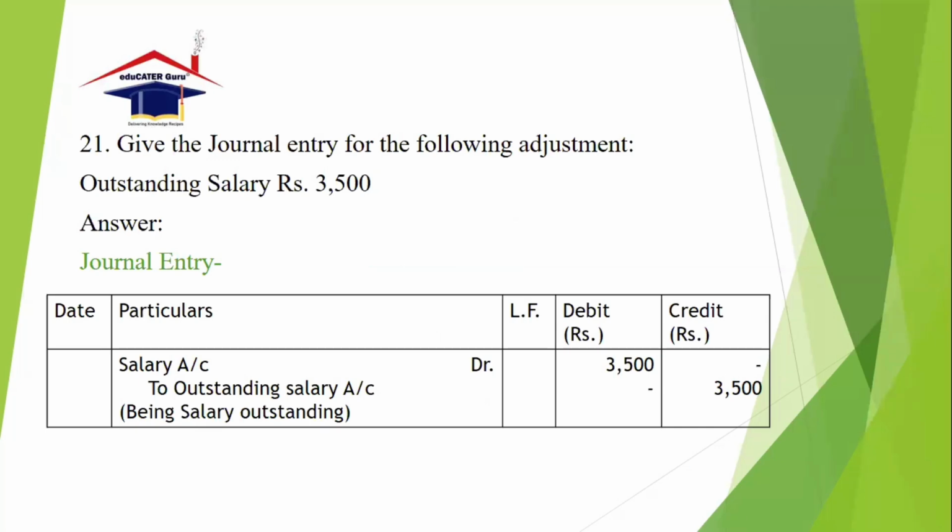First, we have to check the golden rules. So the nominal account golden rule says debit all expenses and losses. So we have debited salary account. So salary account debit 3,500 to outstanding salary account 3,500. And you should never forget to write the narration. So here the narration is being salary outstanding. Even the narration carries marks. So students, please don't forget to write the narration in journal entries.